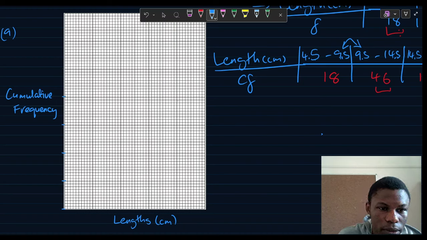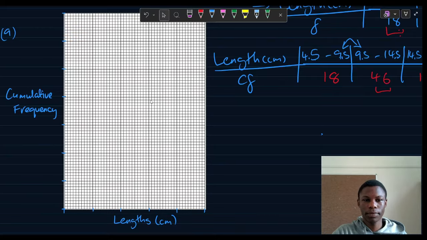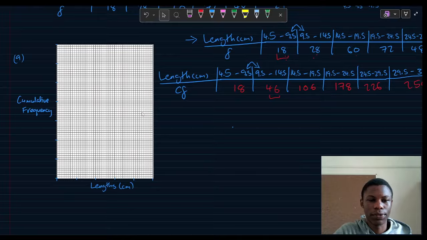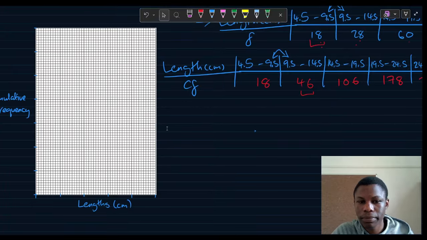Four big box, five big box, six big box, seven big box. And here I've got one big box, two big box, three big box, four big box, and five big box. Okay, perfect. Now let's figure out what scale works.